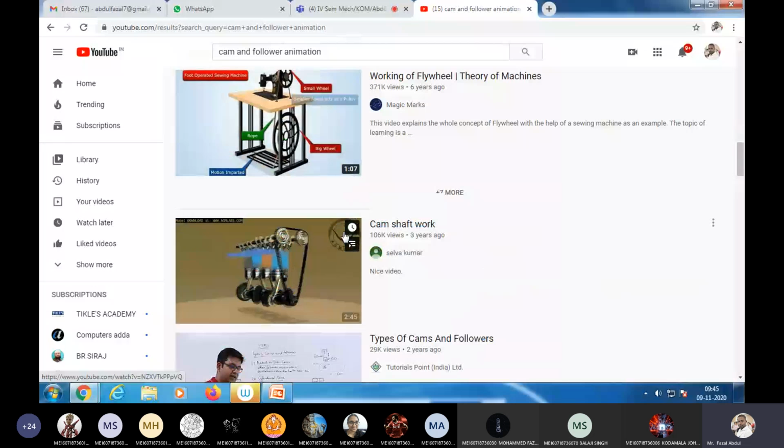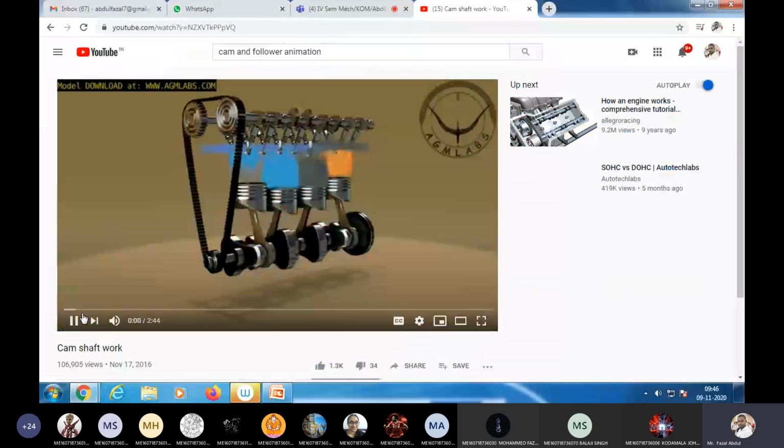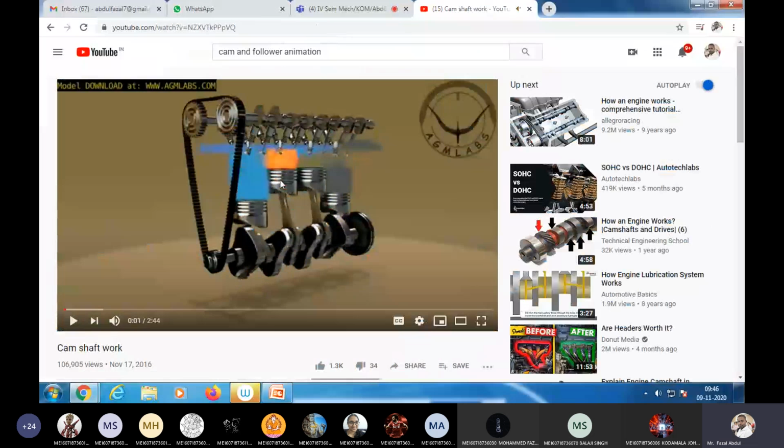So see here the crankshaft. This is one crankshaft. The crankshaft is attached to the camshaft. Crank is a different name, cam is different: crank, cam. So the crankshaft is attached to the camshaft in a belt drive manner. The belt drive system is appearing here.